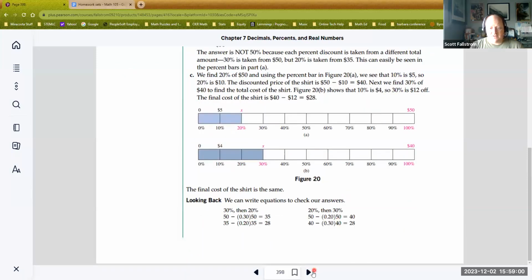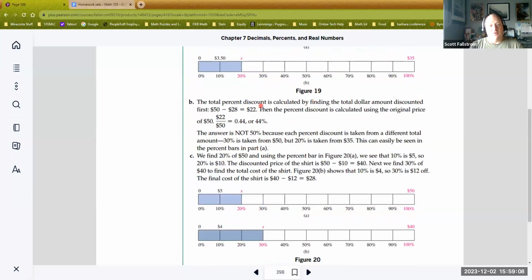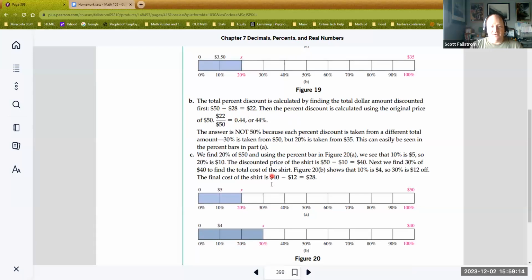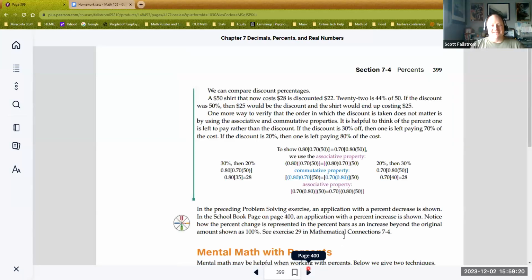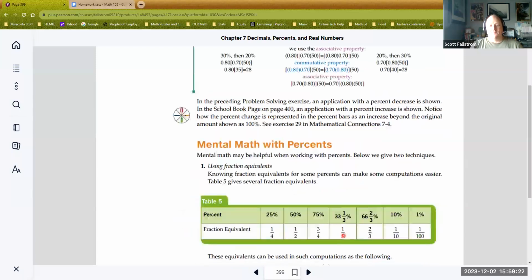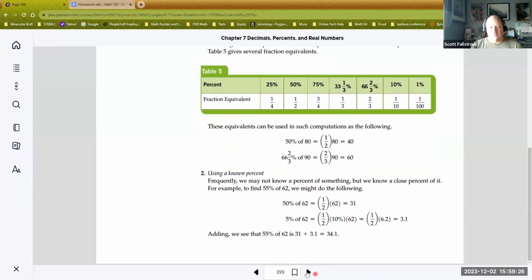You can see them going through and doing this calculation. It's long. Look at this. The total percent discount is calculated by finding the total dollar amount discounted first. So they take how much we took off and divide by the original amount. Please don't avoid the techniques that I'm showing you, because it does make it a little bit easier. And maybe we'll even do a couple of those when we do some of the practice for homeworks.